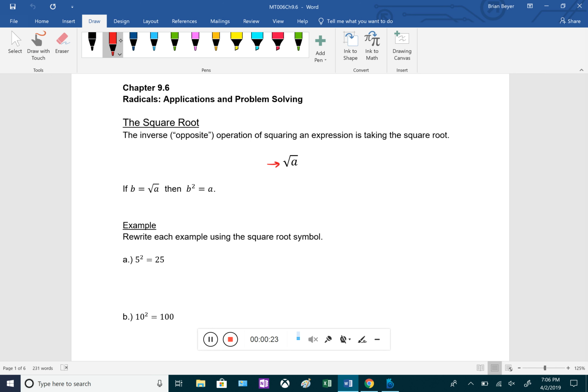This symbol is called a radical. And what's underneath it, in this case, is the a. That is called the radicand. So the relationship between squaring something and the square root is this right here. If b equals the square root of a, then b squared equals a.